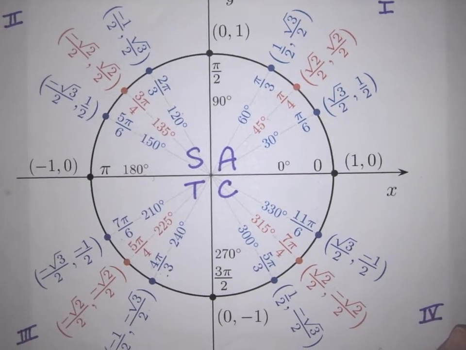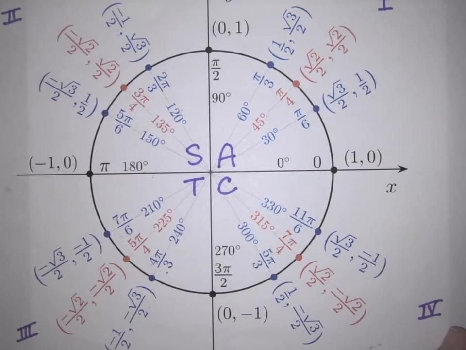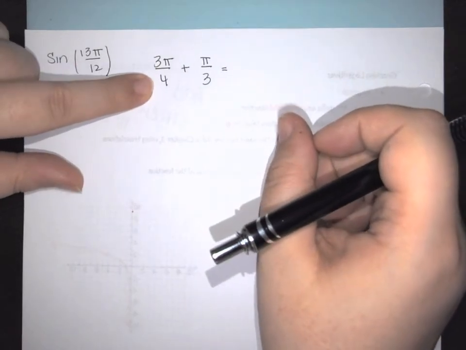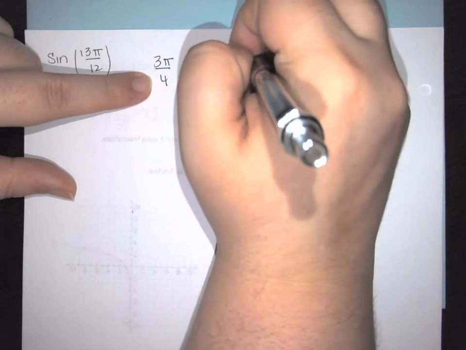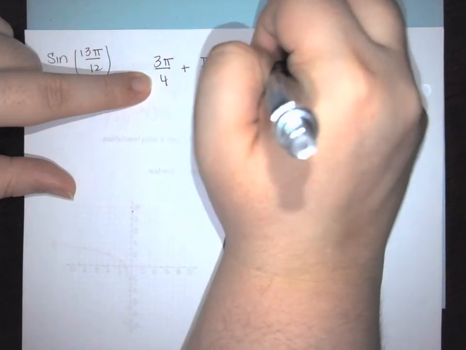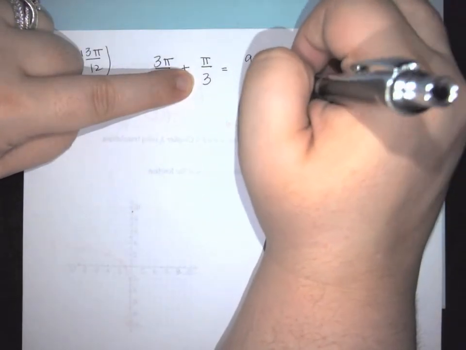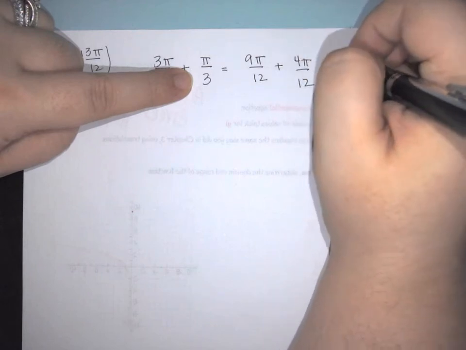So again, I have to be able to create that since none of them are over 12, and one of the ways that I can do that is by using 3 pi over 4 plus pi over 3. So if I do the math, in the first fraction I have to multiply both by 3, so this ends up giving me 9 pi over 12. I'm adding, and in the second I have to multiply by 4, so this becomes 4 pi over 12. 9 plus 4 gives me that 13 pi over 12 that I was looking for.